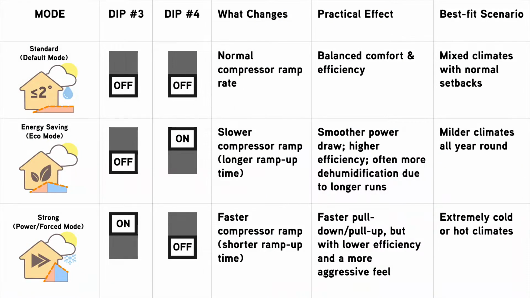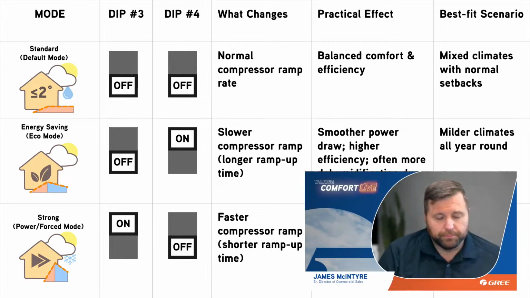So next, we're going to talk about eco mode. You're going to have a slower compressor ramp up. So you're going to have a longer ramp up time, which means that you'll have smoother power draw, you'll have higher efficiency, but you'll also have often more dehumidification due to having that longer run time. And it's great for milder climates all year round. It's also great for half-ton sizing, or applications in which you might not need that total capacity, like ever, right?